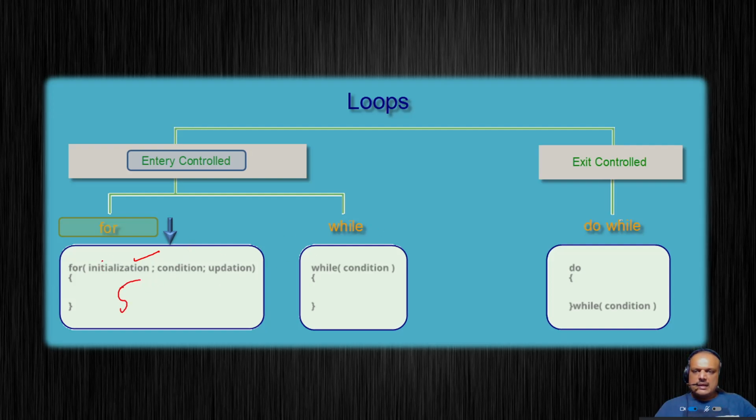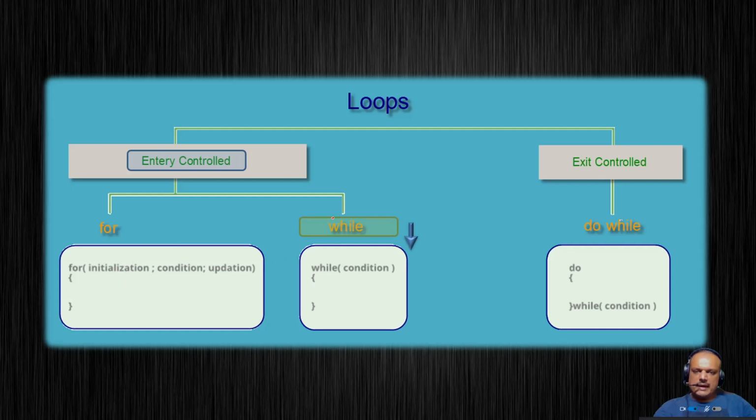Okay, so I can initialize the counter variable from 0 to 4, and the updation rule will be, say, incremented by 1. Okay, so 0 1 2 3 4, so for 5 times this gets executed. So when you are very sure, and when the looping is specific to a particular number of times that it needs to be done, then we basically go for a for loop.